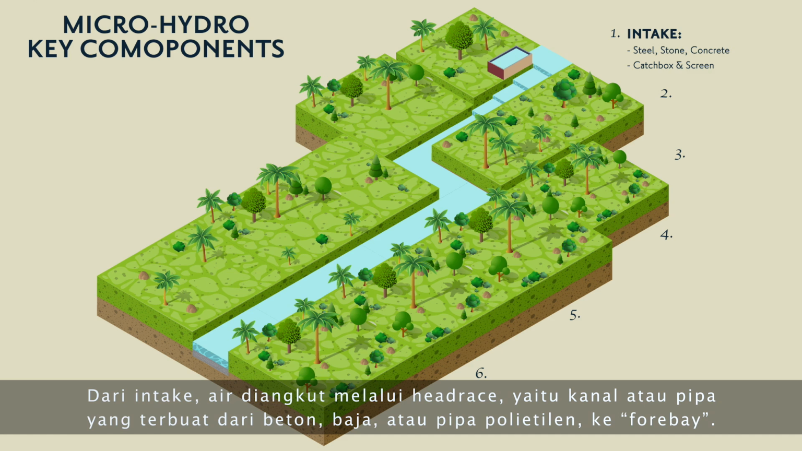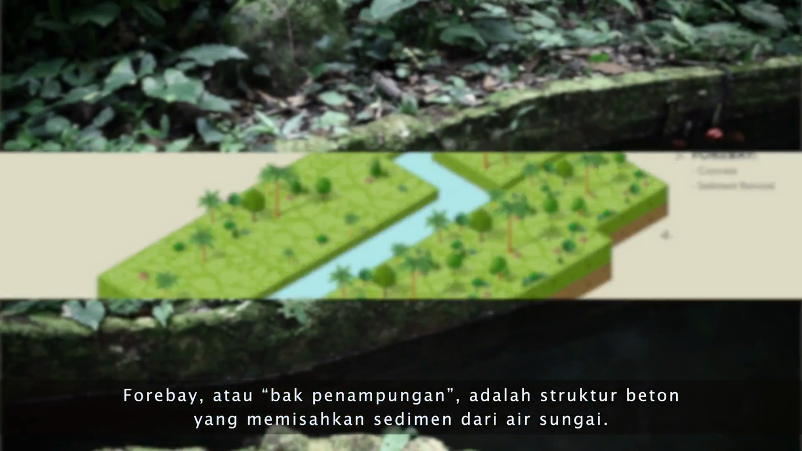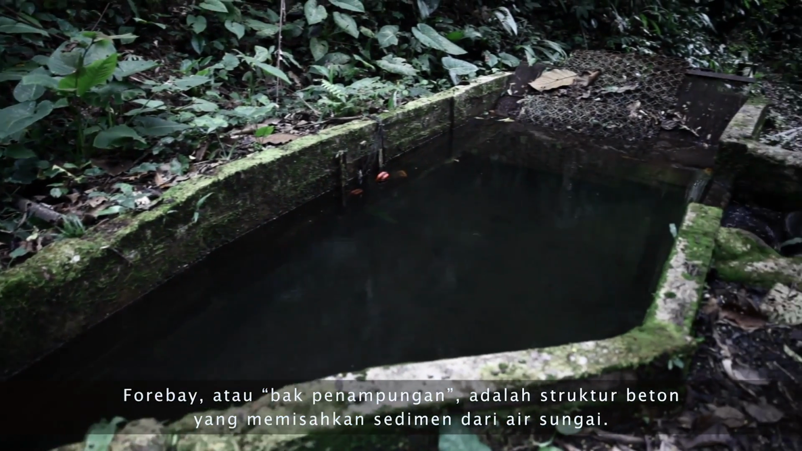From the intake, water is transported through the head race, which is a canal or pipeline made from concrete, steel, or polyethylene pipe, into the forebay. The forebay, or sedimentation tank, is typically a concrete structure that separates sediment from the water.